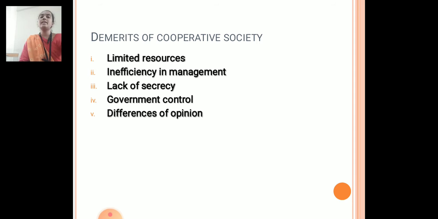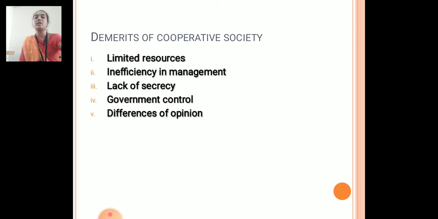Cooperative societies are unable to attract and employ expert managers. In different business organizations, especially joint stock companies, they hire the experts. There the owners are different from the managers. Here the owners, the shareholders, are themselves the managers. The elected members are going to manage the society. So they are not going to hire the experts.